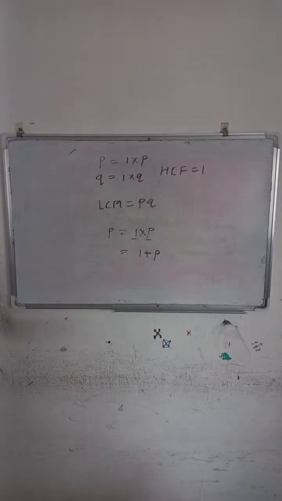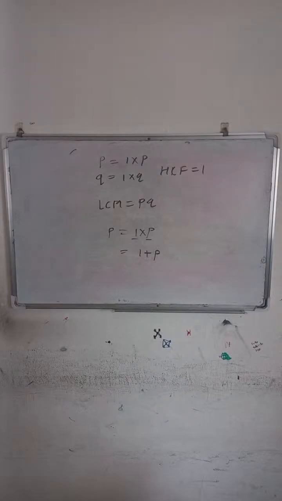Here they are asking the LCM of the smallest two-digit composite number. The smallest two-digit composite number is 10. Composite number means what? The numbers which are having more than two factors. Okay. So which one will be the correct answer?